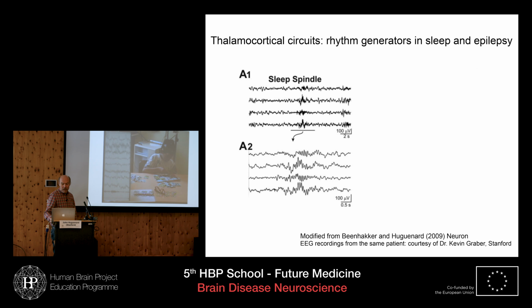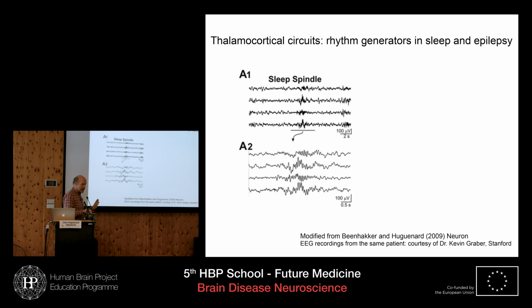So what do we know about the basis of these? It's been known for some time, as pointed out by Alain, that they may be related to the circuitry involved in the generation of sleep spindles, one of the characteristic rhythms generated during early stage, slow wave sleep. So this is one patient where we have EEG records from the sleeping patient, and then we'll see the same patient during the absence seizure.